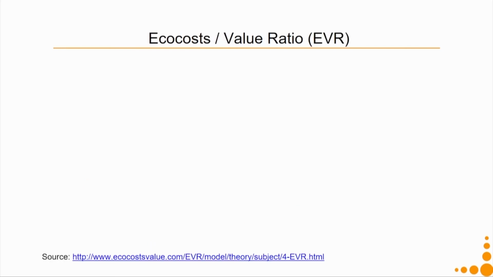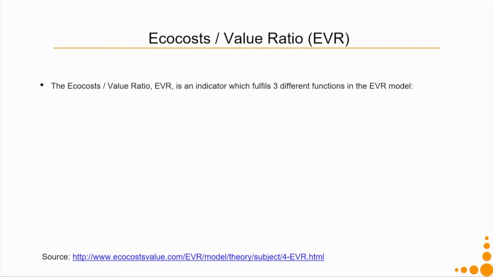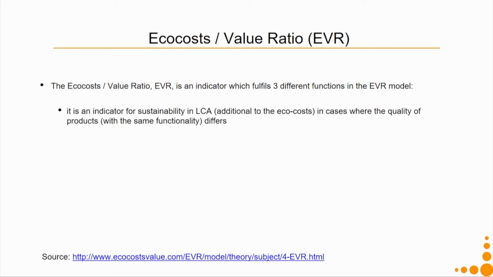So, what the eco cost value ratio means is, the eco cost value ratio EVR is an indicator which fulfills 3 different functions in the EVR model. First, it is an indicator for sustainability in LCA, additional to the eco cost, in cases where the quality of the product with the same functionality differs. So, I might have 5 different running shoes. In terms of function, they are all the same, they are running shoes, but they differ in terms of the quality or the value that we associate with that particular product. So, in such LCAs, I can use this eco cost versus value ratio.